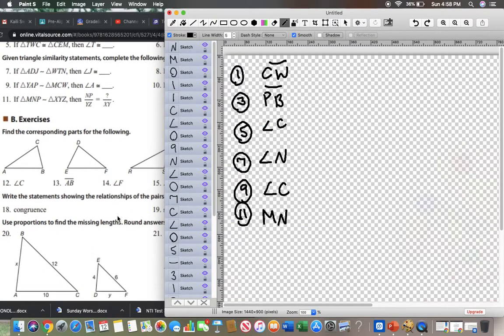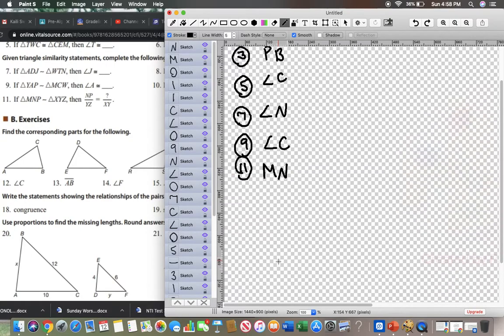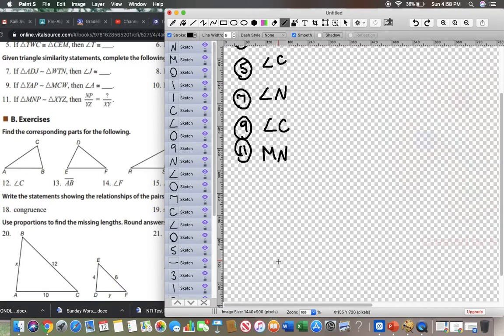Let's go down here to number 13. It says find the corresponding parts for the following. So number 13, we're looking at the corresponding parts for these first two triangles here because we're dealing with AB. So therefore, AB is going to correspond with FE, not EF. Notice the triangles, they're almost mirror pictures of one another, right?